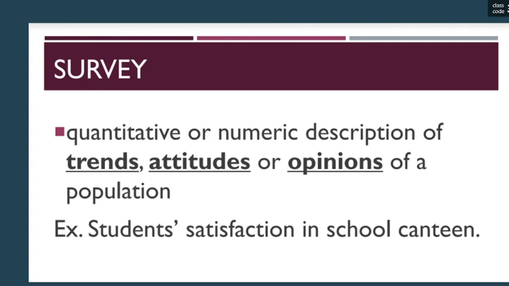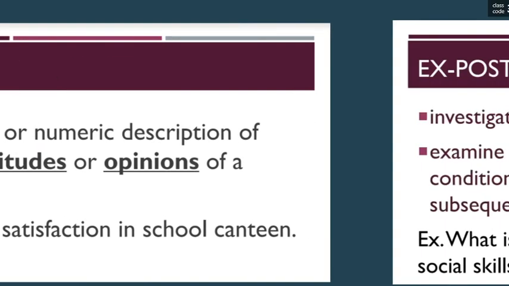So, example niyan ay una, si survey. Ito, halimbawa, yan. Magpapasurvey ako. Ang survey ko ay kung satisfied ba kayo sa school canteen? Satisfied ba kayo sa way of teaching, way of learning ng new normal? Mga ganon. So, gumagamit tayo ng numerical description. Like, for example, the Likert scale, which has strongly agree, disagree, yung 1, 2, 3 doon. Yan yun. Description of trends, attitudes of people, and opinions of others, of a population.